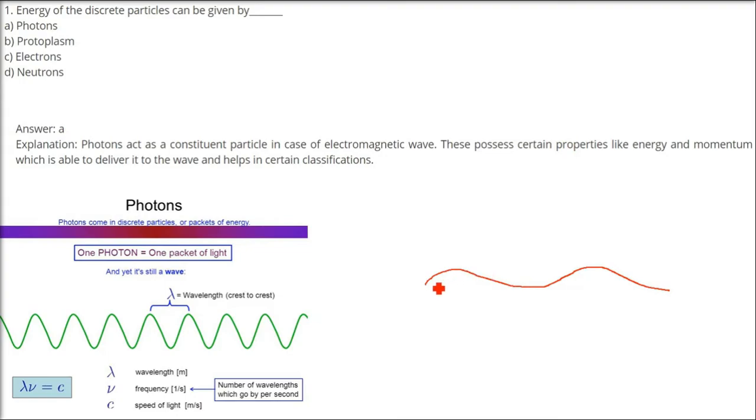So if you go to say seashore, you'll see waves. So energies are passed on. Also momentum will also be there. The answer is photons actually.